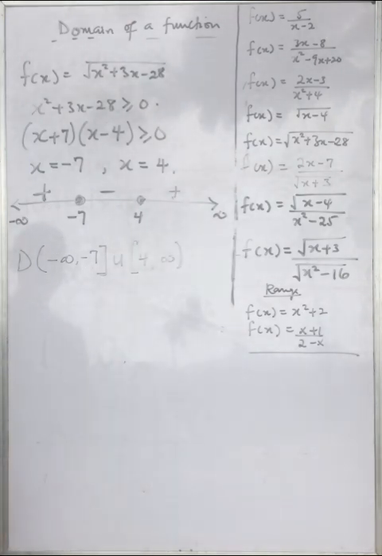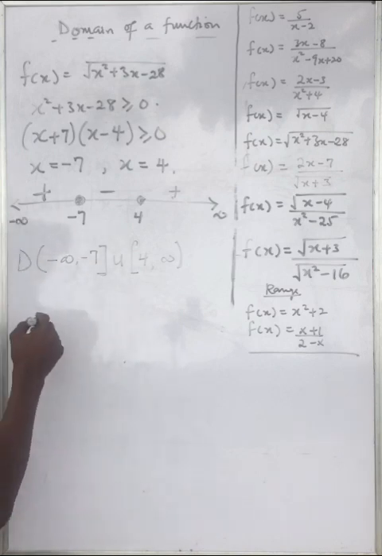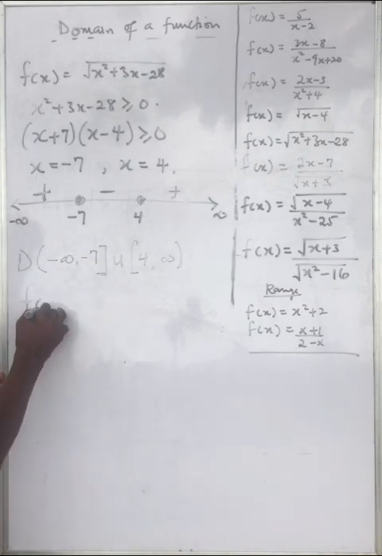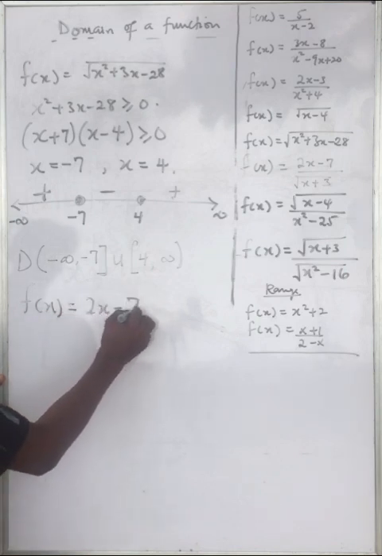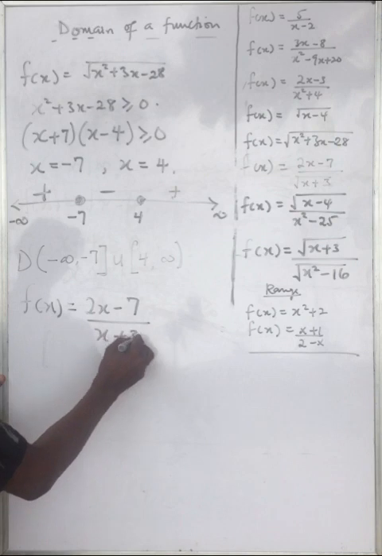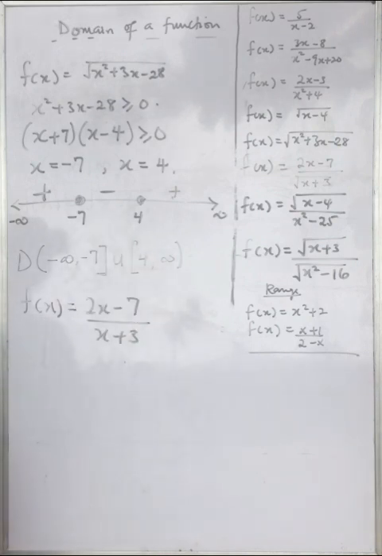So understanding the domain of the function, let's treat the next example. f of x is equal to 2x minus 7 over x plus 3. Now shall we find the domain of the function?